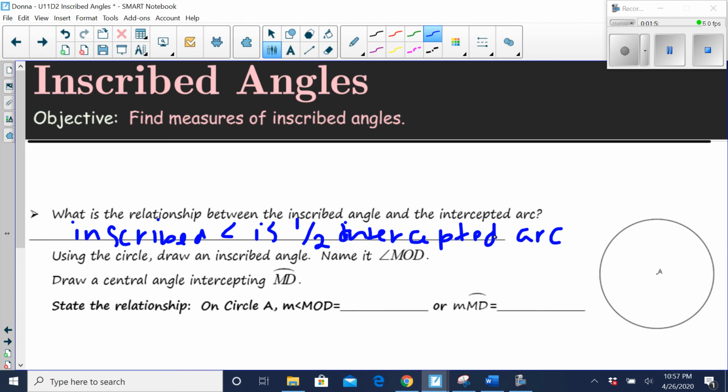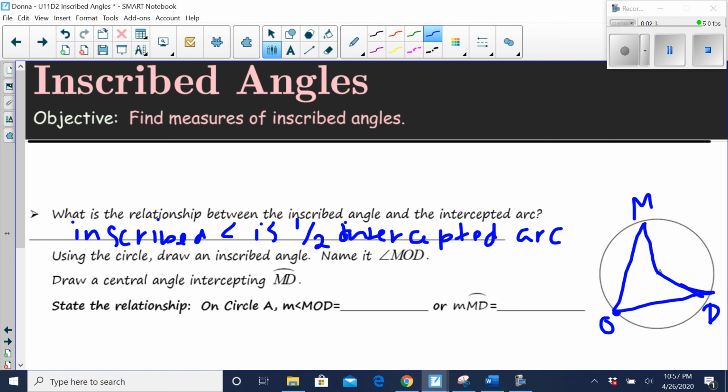It says, using this circle, draw an inscribed angle and name it angle MOD. So if I just drew in this angle right here, MOD, it's inscribed because the vertex is on the circle. Then it says, draw a central angle intercepting arc MD. So my central angle would start at the center and go out to the edge.